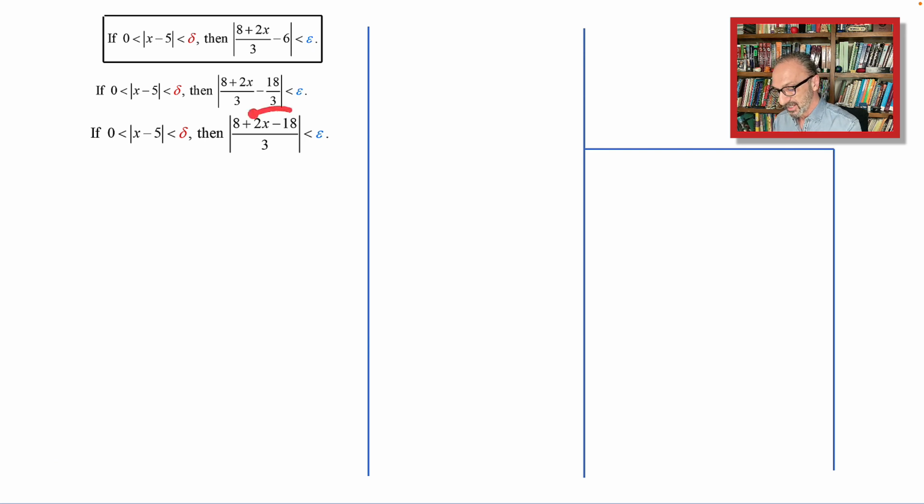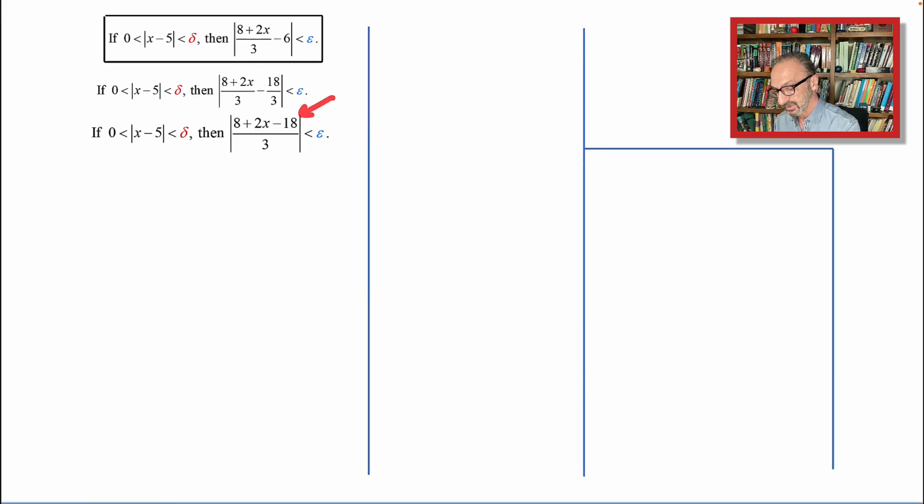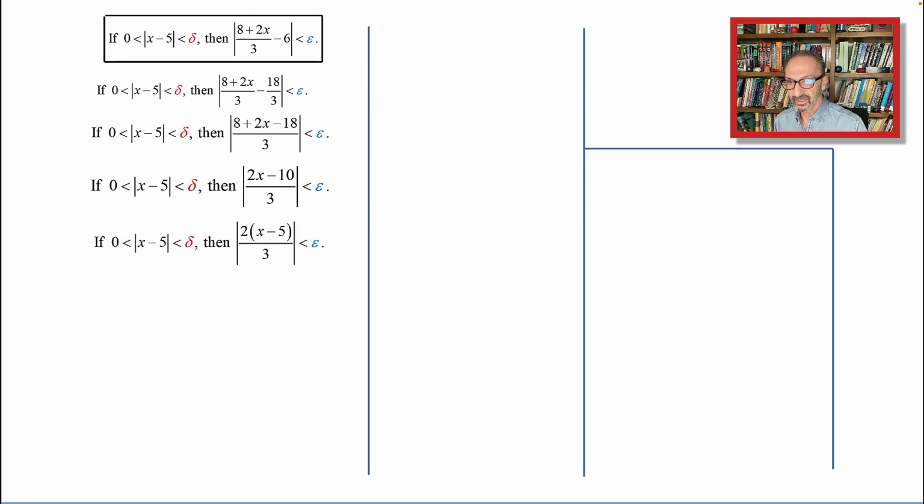I combine the fractions, as you can see right here. But now I'm going to simplify between 8 and negative 18 inside the numerator. And take a look: 2x minus 10. 8 minus 18 is negative 10. And I have the following. So again, this is if and only if. I'm changing the statement little by little to show you the connection.